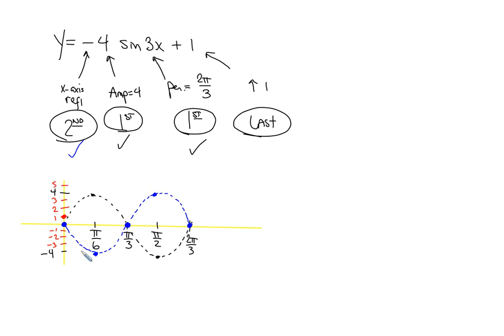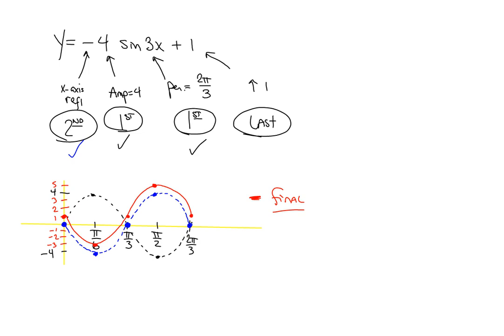-4 is going to move up to -3. 0 moves up to 1. 4 moves up to 5. 0 moves up to 1. Now I'm using the red dots, and so now my curve is going to look like that, with the red one being the final. Okay? So that's the way this works.